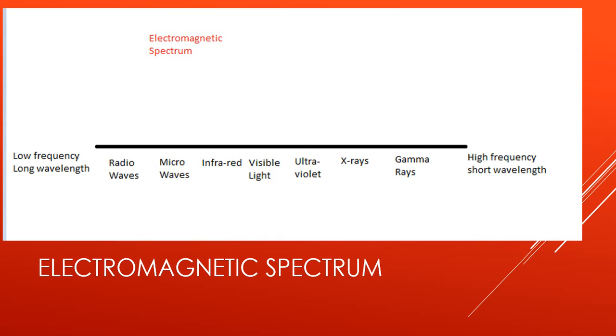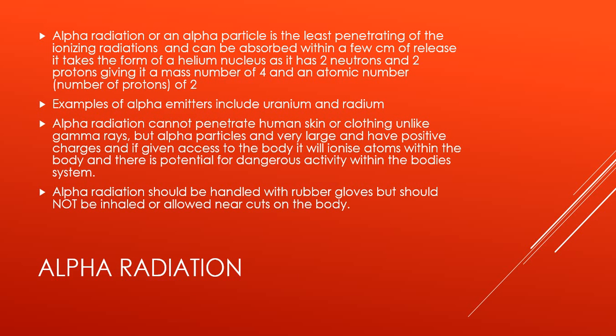Alpha radiation, or an alpha particle, is the least penetrating of the ionizing radiations and can be absorbed within a few centimeters of release. It takes the form of a helium nucleus, as it has 2 protons and 2 neutrons, which gives it a mass number of 4 and an atomic number of 2. The atomic number is just the number of protons, and the mass number is the number of protons and neutrons added together. Examples of alpha emitters include uranium and radium. Alpha radiation can't penetrate human skin or clothing, unlike gamma rays.